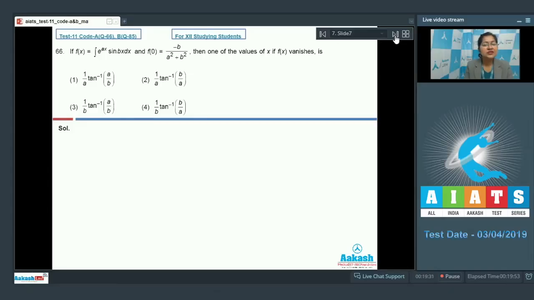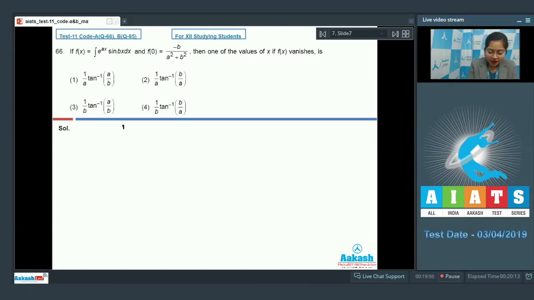Next is question number 66, which says that if f(x) is equal to the integral of e raised to the power ax into sine bx dx, and f(0) is equal to minus b upon a square plus b square, then one of the values of x, if f(x) vanishes, means we have to put f(x) equal to 0.